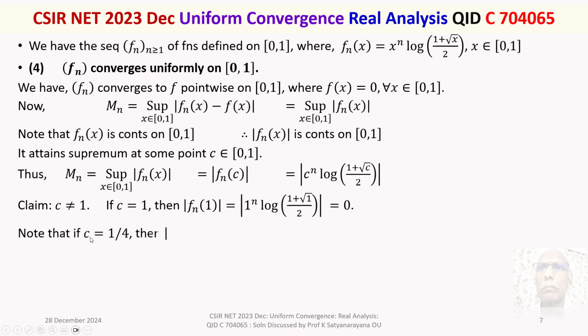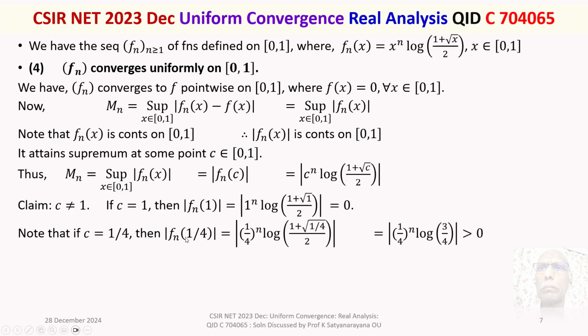And note that if you take c equal to 1 by 4, then |fn(1/4)| is, substituting 1 by 4 for c, the modulus of 1 by 4 to the power n times the logarithm of 1 plus the square root of 1 by 4, whole by 2. This is (1/4)^n times the logarithm of 3 by 4, whose modulus is greater than 0. So at the point 1 by 4 the value is greater than 0, while at c equal to 1 it is 0.